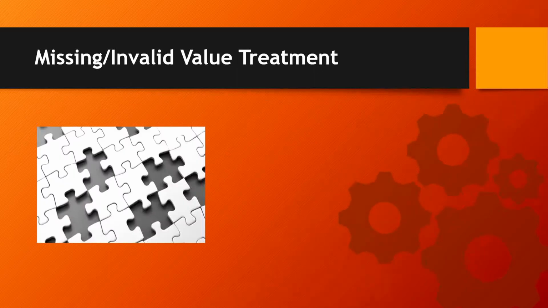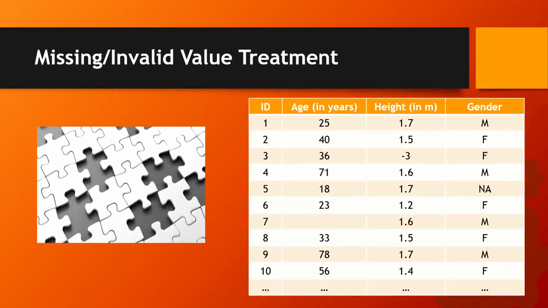Missing and invalid values are those values in the data which are missing or which cannot be called valid values in their own right. So when we look at some values in the data which are not present where they should be, or they don't make sense, they are called missing or invalid values.